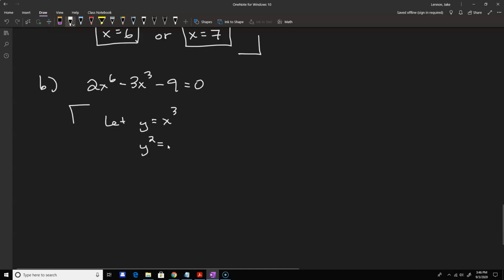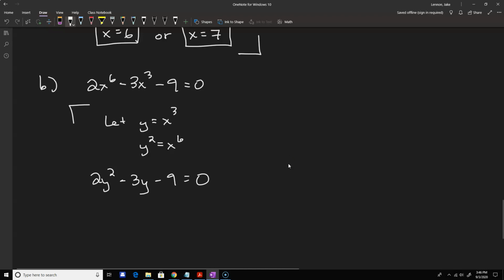mean that y squared is x to the 6th. So the 2x to the 6th becomes 2y squared, and the minus 3x cubed becomes minus 3y. Minus 9 equals 0, and we again have a quadratic equation. This one factors as well. Remember, the coefficient in front is not 1, so we have to use the longer method.